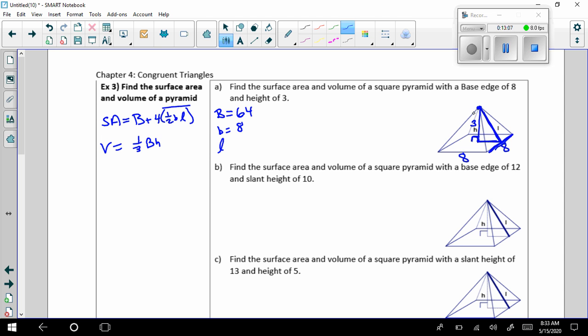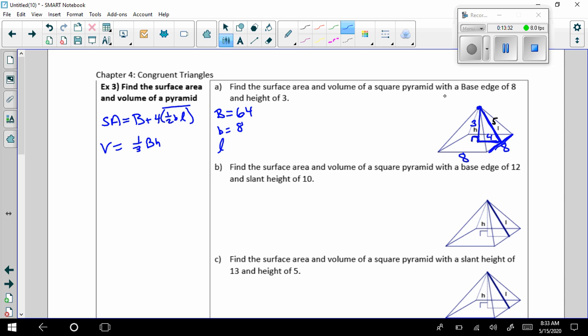Slant height is, again, this leaning height here. And so here's where we have to solve something. If this is 8 all the way across, this triangle is 4. The height is 3. So this is actually a Pythagorean triple, so L is 5 right here. So a 3, 4, 5 triangle.